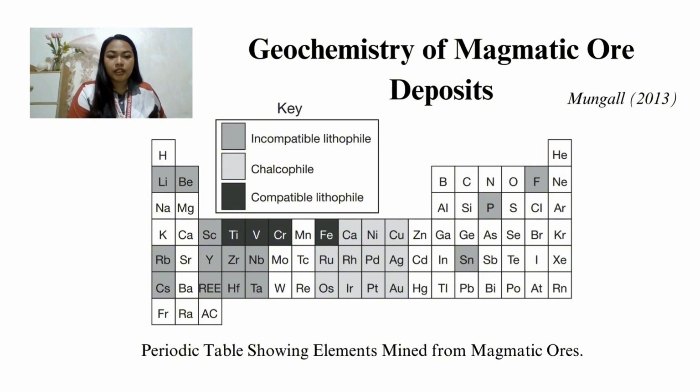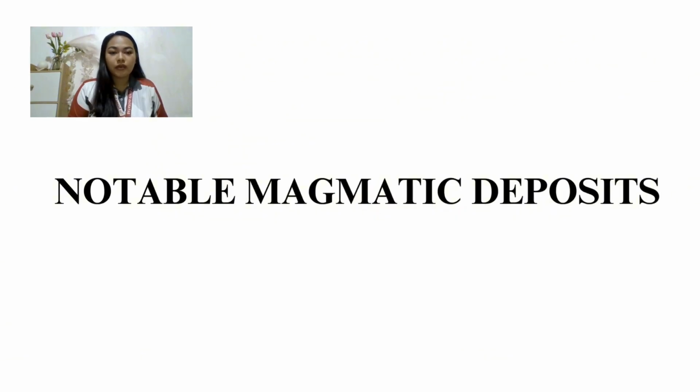Next is the compatible lithophile elements. These readily incorporate into early crystallizing minerals, becoming concentrated in the solid phase of cooling magma. These elements are essential for forming oxide-rich deposits such as magnetite and ilmenite ores. Next, we have the notable magmatic deposits.